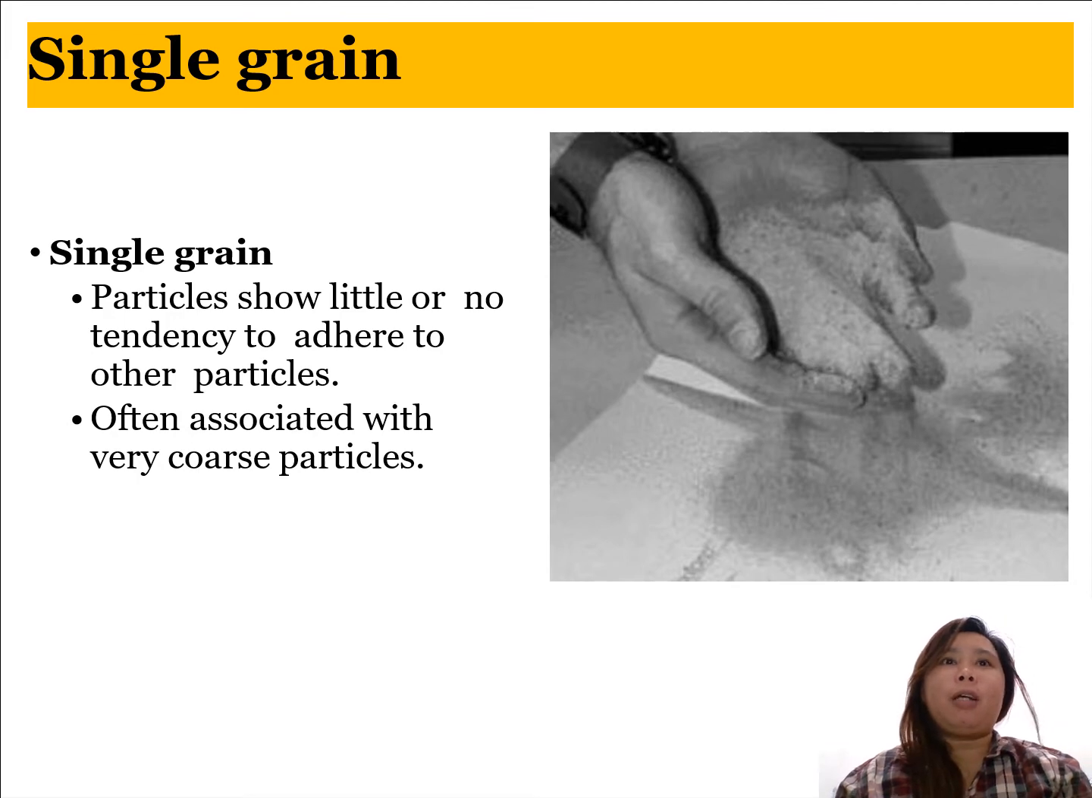So another soil structure is the single grain, the one I have mentioned earlier. So the single grain structure contains particles that show little or no tendency to adhere to each other, and it is often associated with very coarse soils or very coarse particles such as the sandy soils, and this is commonly found in very young soils.